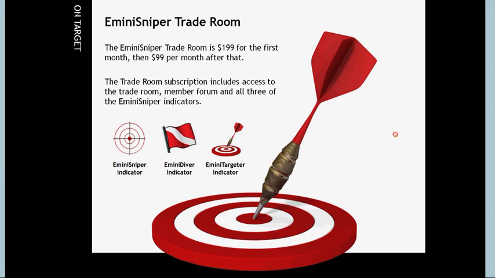When you get your trade room membership going, you are going to have access to the 3 EminiSniper indicators. That's the EminiSniper, EminiDiver, and EminiTargeter. We're going to be looking at those, how we use them individually and in combination, and that's very powerful.